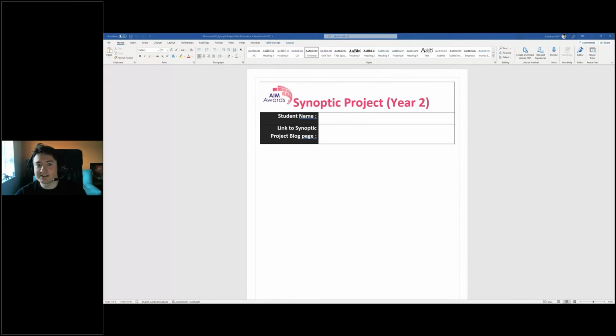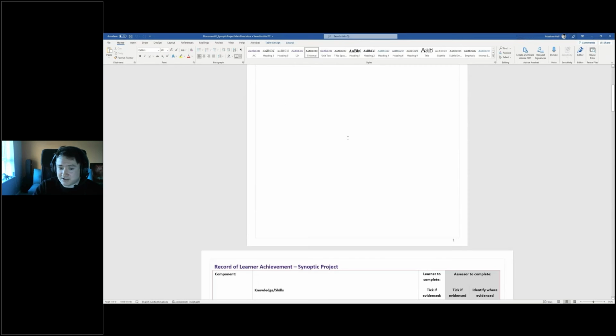So this document here is an adapted version of the AIM brief that I've taken, and shows you how I've organized everything together. So I've got student name and blog link right at the top, so that I'd have one of these documents per student, and that would link everything together. Our EV has everything there.